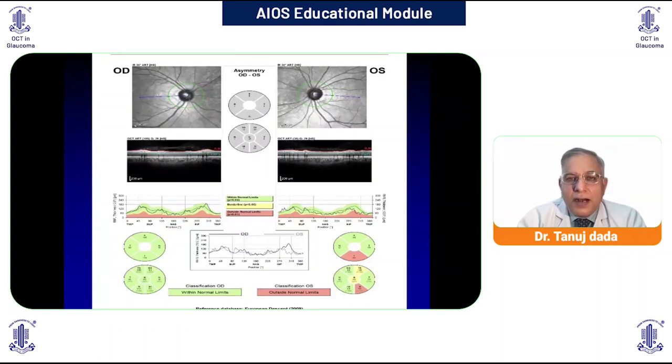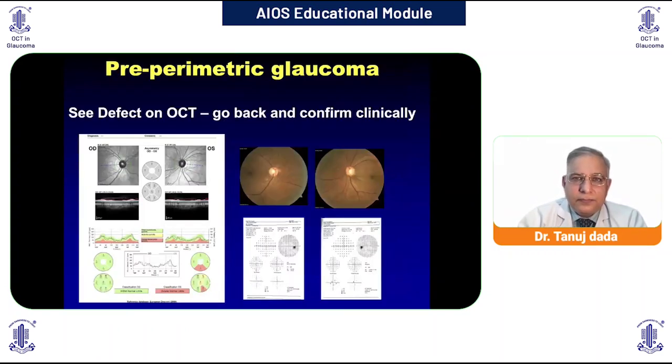So you can start the patient on treatment. This is what is pre-perimetric glaucoma. There is a loss of the RNFL, visual fields appear normal, but a retinal nerve fiber layer defect appears on OCT, which you had already shown by a careful clinical examination on the fundus photograph.